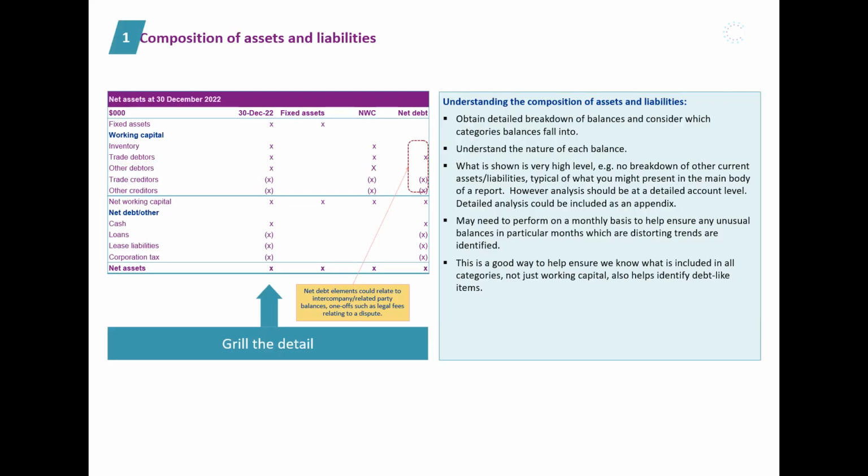Debt-like items as well. So if we have a look through here in working capital, there's nothing here that stands out as a net debt item, right? Inventory is a fairly standard net working capital. Trade debtors, fairly standard. Other debtors, fairly standard. Trade creditors, fairly standard. Other creditors, fairly standard. But here's a common example of a working capital item which could be argued to be net debt or could be argued to be working capital, and that's your credit cards.